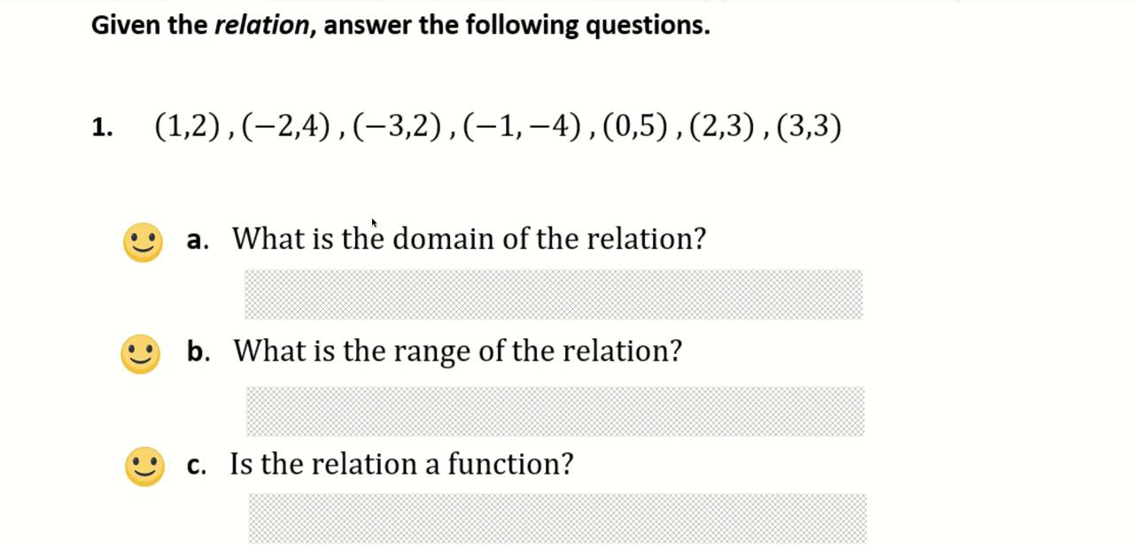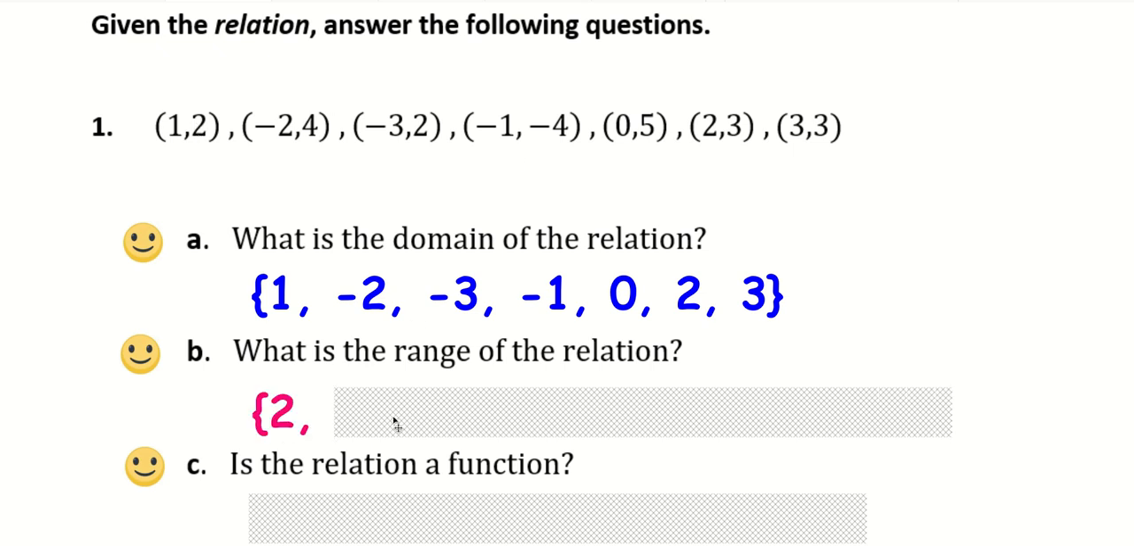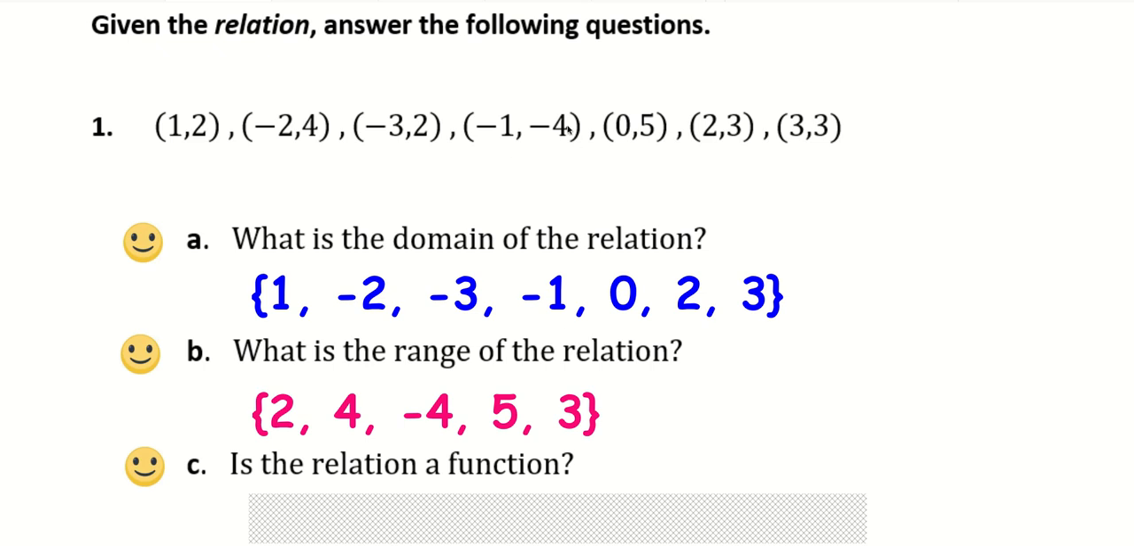But remember, the domain is just all the x's. So in a list, the x coordinates, it's always the first coordinate. So the 1, the -2, the -3, the -1. It's just a list of all the x's listed separately. And the range is all the y coordinates. So the 2, the 4, the 2 again, but you don't need to list the 2 again. The -4, the 5, and then the 3, which you don't need to list twice. So again, domain and range is just all the x's and then all the y values.